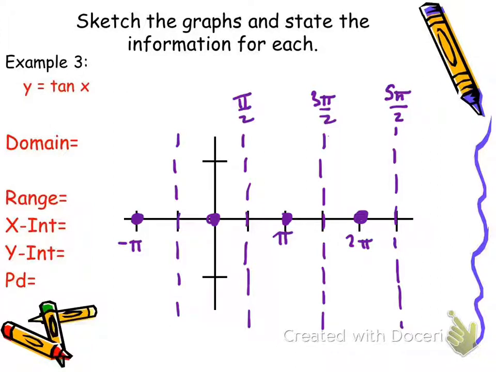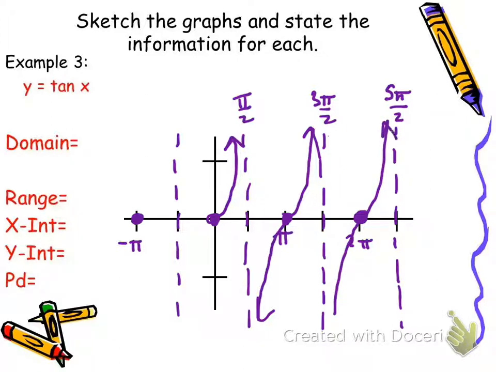All right, now what does tangent do? First quadrant, it is positive. Second quadrant, it's negative. Third quadrant, it's positive. Fourth quadrant, it's negative. And then we're back into the first quadrant again. So the tangent just does this over and over and over again.